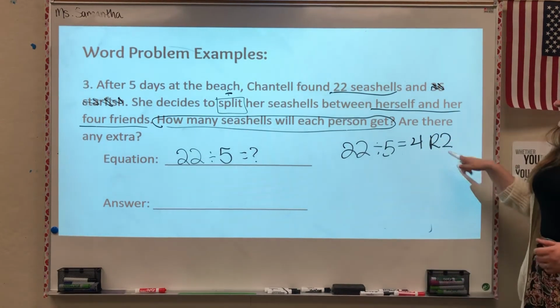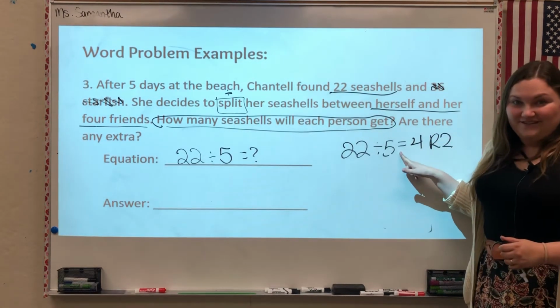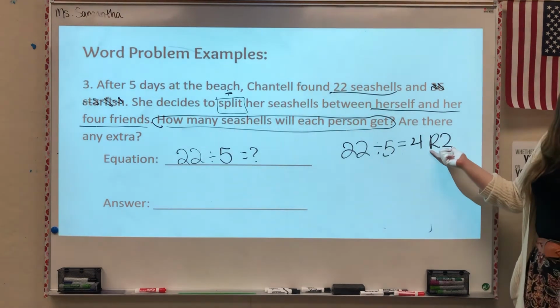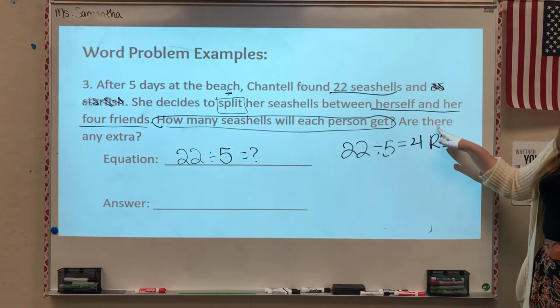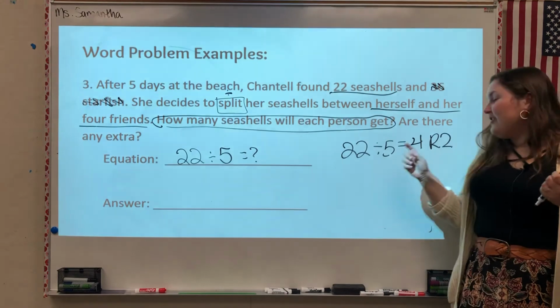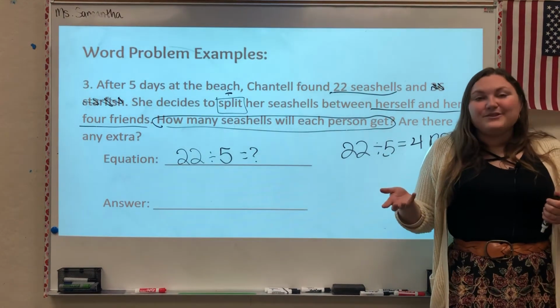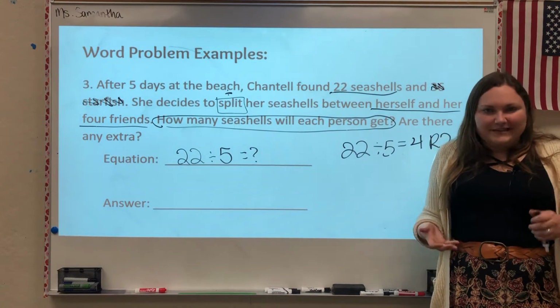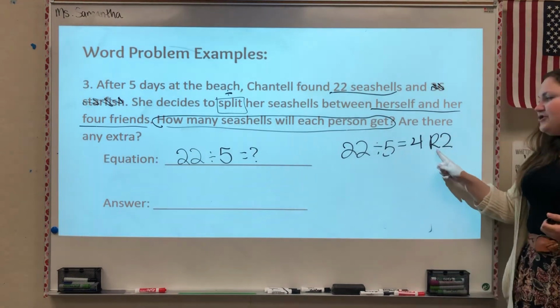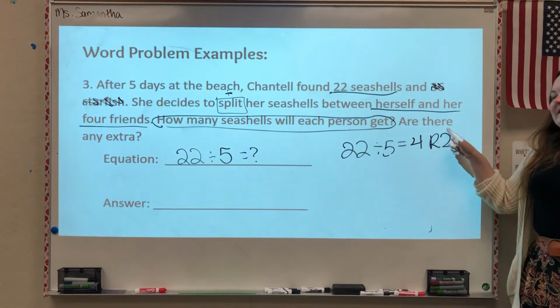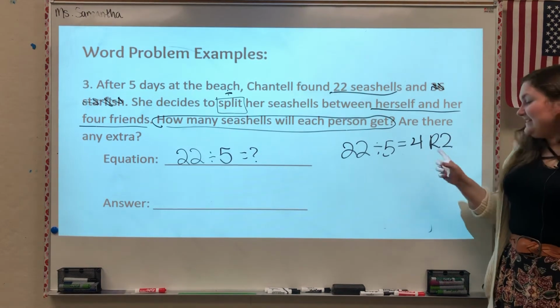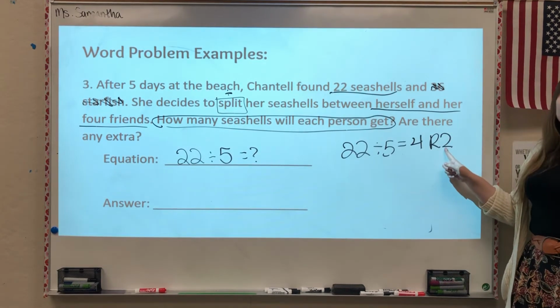What this means is each person would get 4 seashells. Remainder 2 just is answering the second part here. Are there any extra? Remember, we learned yesterday that remainder is that extra amount you have when you divide. If it doesn't divide perfectly and there's something left over, that's your remainder. So to answer that second part, are there any extra? We could say yes, there's an extra 2 seashells.